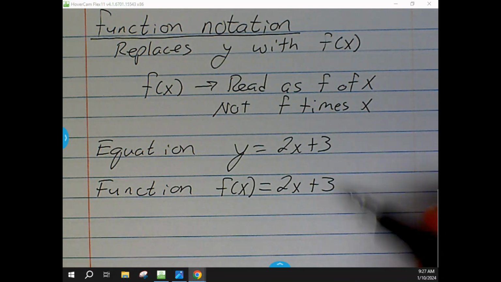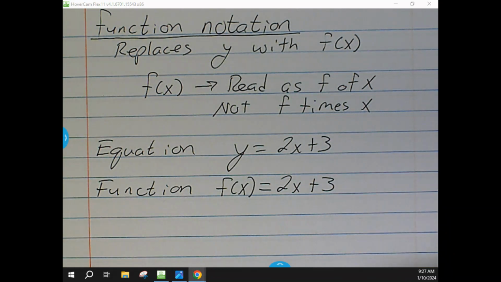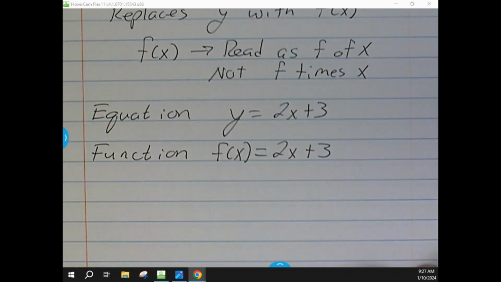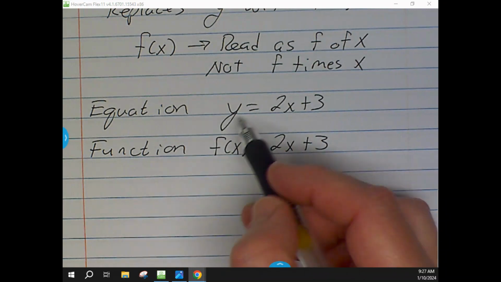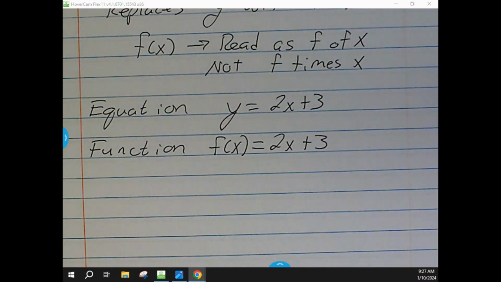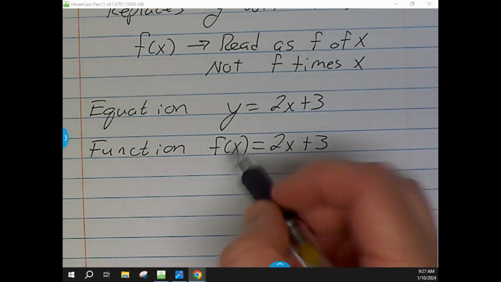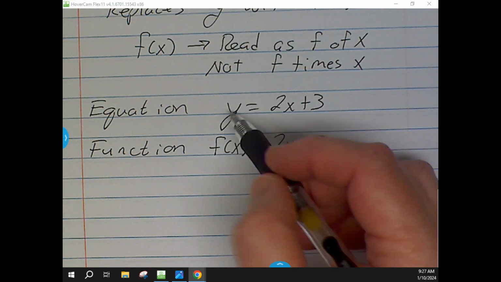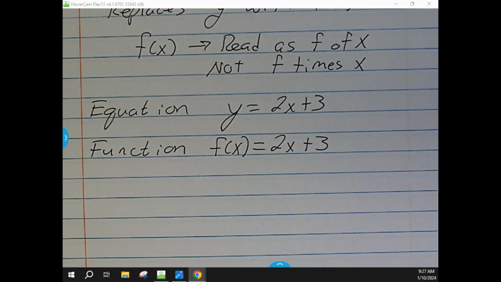Okay, these graphs look exactly the same way. They're going to function the same way. They're going to operate the same way. The only difference is this is an equation. If they take the y out and replace it with f of x, then it's f of x equals. And if they ever ask you to take it back to an equation, function or not, you can always just take the f of x out and replace it with a y, and then you're good to go there.